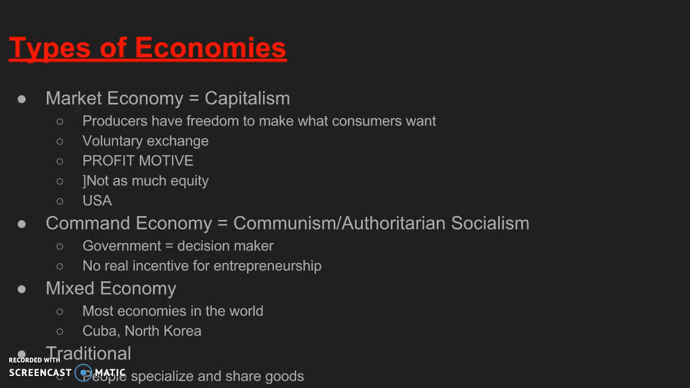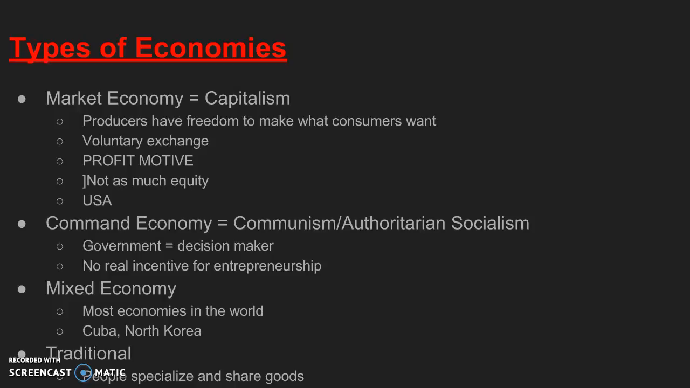The harder you work, the more inventive and innovative you are, the better ideas you come up with, the more work you do, chances are the more money you're going to make. The better you are at your job, the more money you can make. Everyone's not making the same. You can make more if you work harder, if you're better at your job, which is good because it gives us better products, better equipment, things like that. But it also means there's not as much equity.